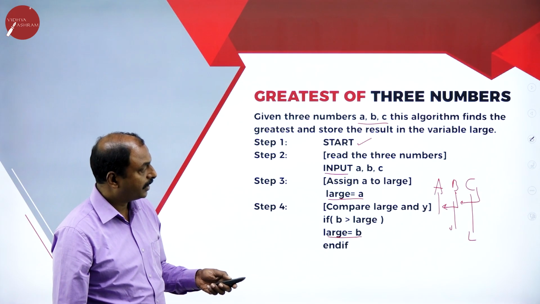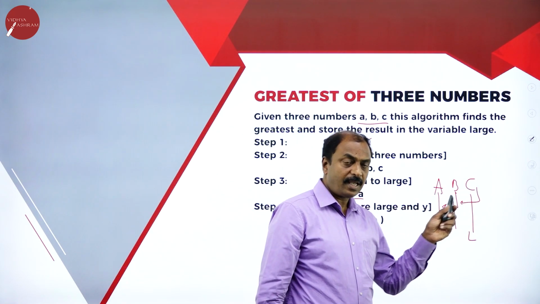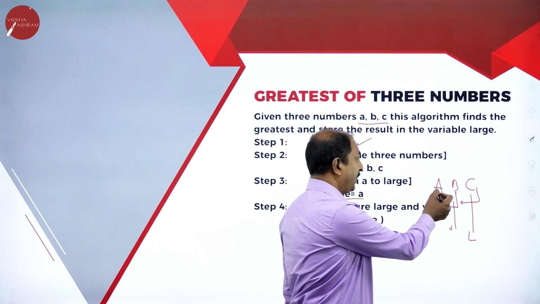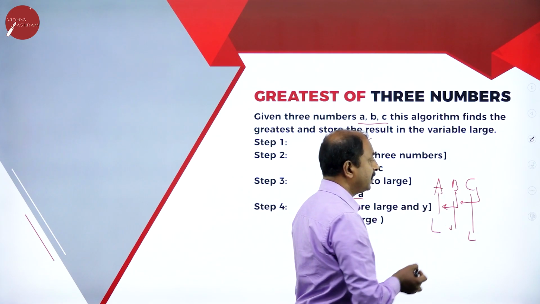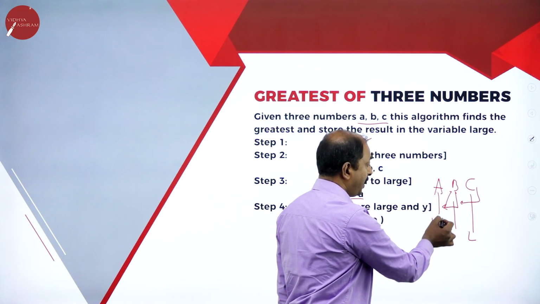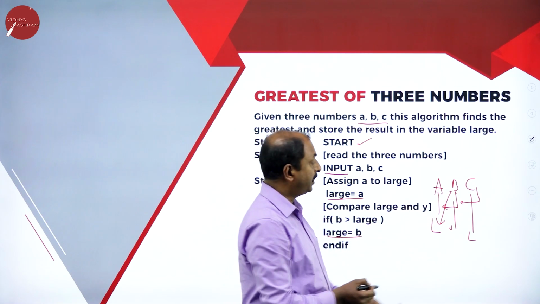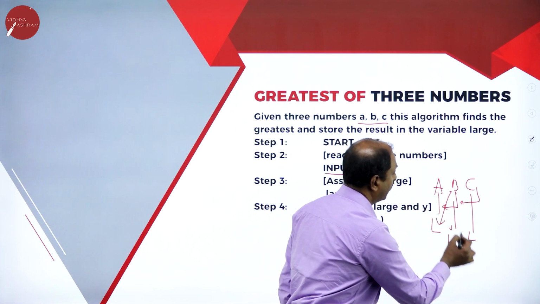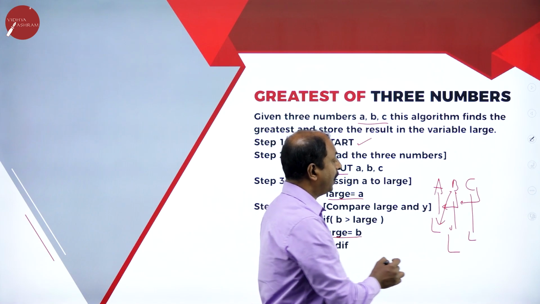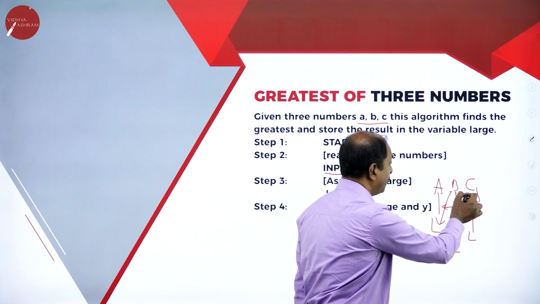The logic, let me explain once again. The three numbers are here A, B, C. We are assuming that let A be the large number first, then I'm comparing B with the large. If B is greater than large, then we have to make B the large number. And again, now large number is B. Now again, I'm comparing C with this large.